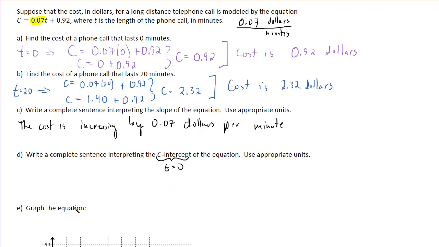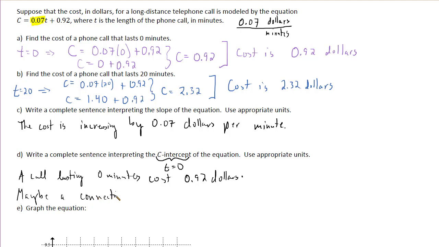And so a basic interpretation would be maybe a call lasting 0 minutes costs $0.92. Now, a slightly different interpretation might mean that there's some sort of a connection charge. Right? So maybe a connection charge of $0.92.